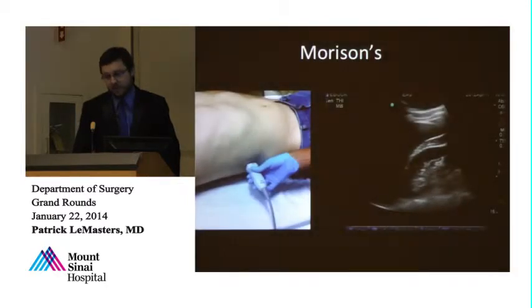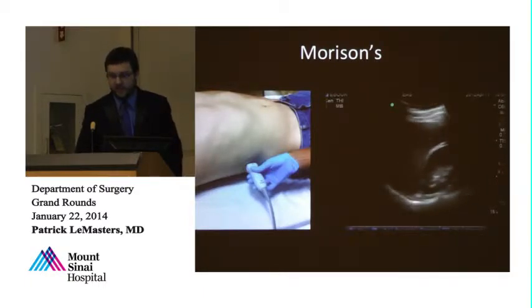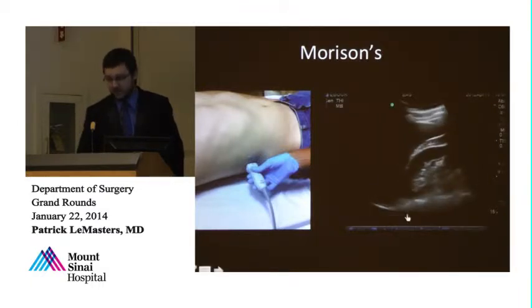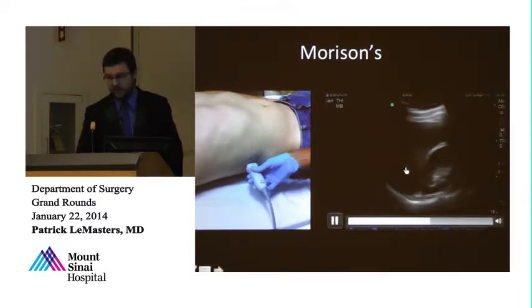So let's look at the right upper quadrant view. This is done in the mid-axillary line at about the level of the 7th or 8th intercostal space. You're looking at the area between the kidney and the liver. Here you can see the kidney, here you can see the liver, and the hyperechoic line. This is a negative study. It's important to note about 200 to 250 cc's is required to produce a positive study.